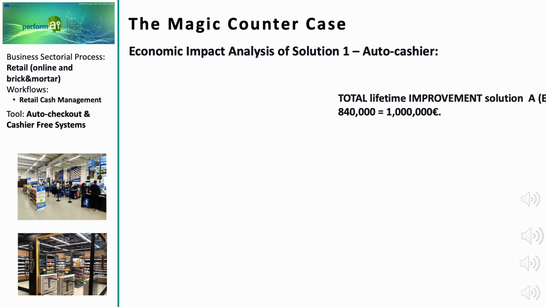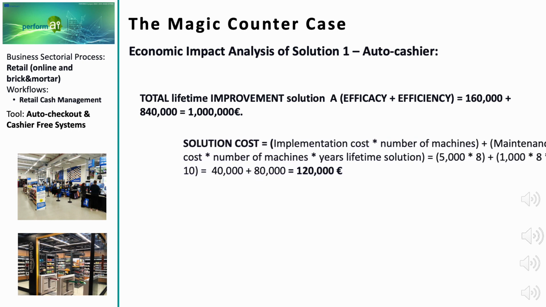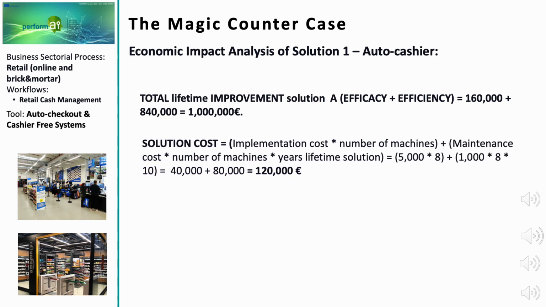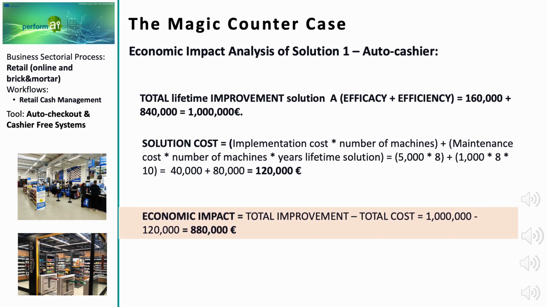Total lifetime improvement solution, efficacy plus efficiency, equals 160,000 plus 840,000 equals €1,000,000. Solution cost equals implementation cost multiplied per number of machines, plus maintenance cost multiplied per number of machines multiplied per year's lifetime solution equals 5,000 multiplied per 8, plus 1,000 multiplied per 8 multiplied per 10, equals 40,000 plus 80,000 is equal to €120,000. Economic impact equals total improvement minus total cost equals 1,000,000 minus 120,000 is equal to €880,000.